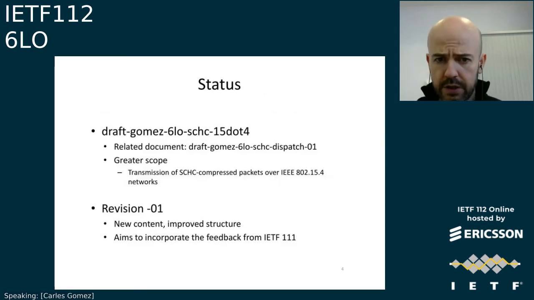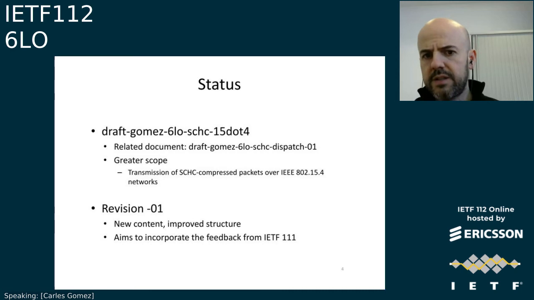So this document is related with a previous document that tried to define a 6LoWPAN dispatch type for SCHC. However, this document has a greater scope. It tries to provide all the details needed to enable the transmission of SCHC compressed packets over 15.4 networks. So today I'm presenting revision 01, which provides some new content and improved structure, and it aims to incorporate the feedback from the last IETF. Next, please.